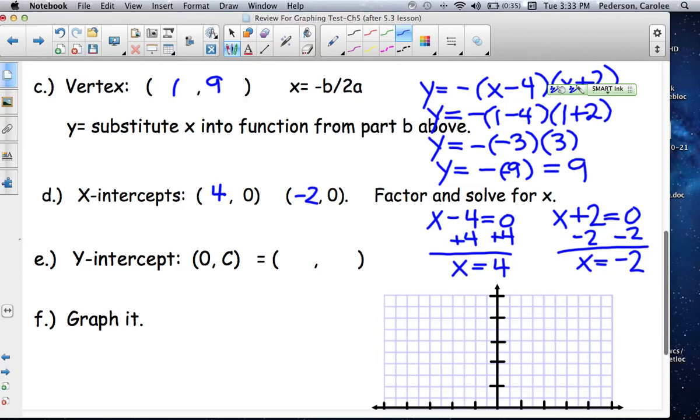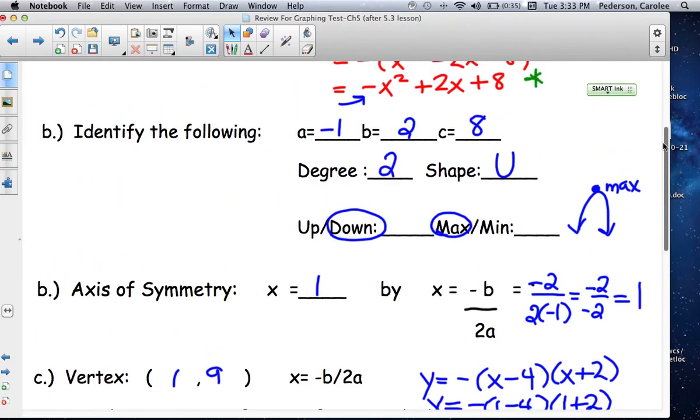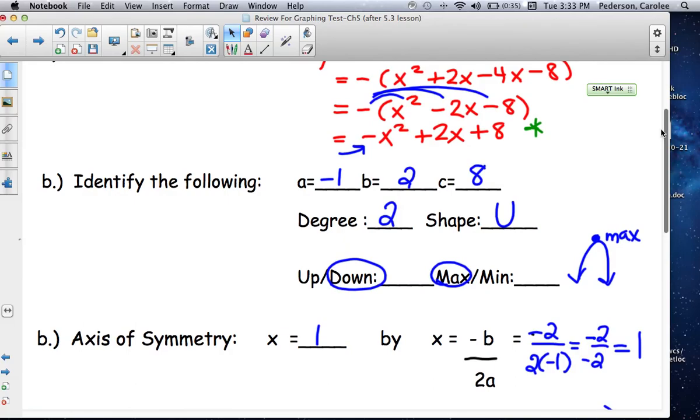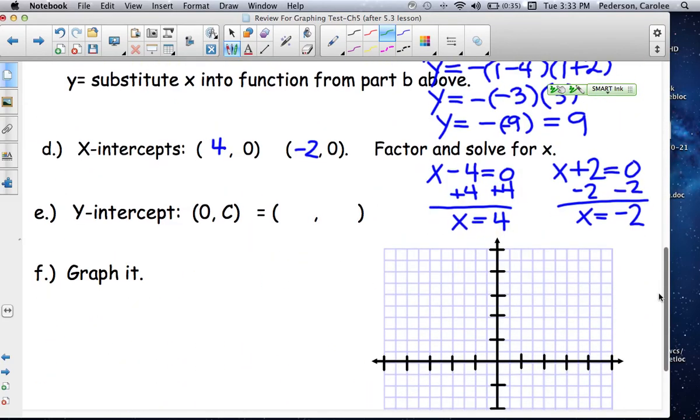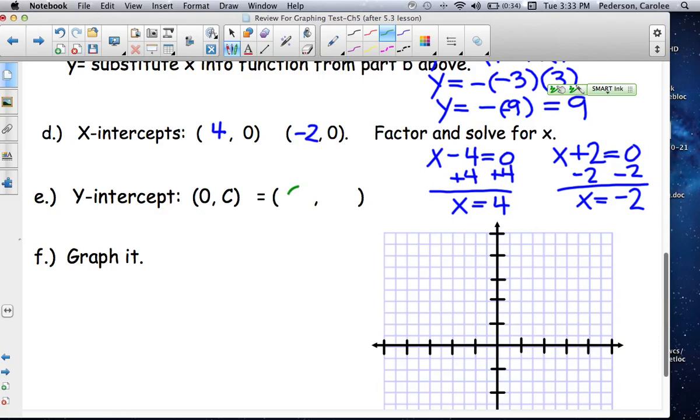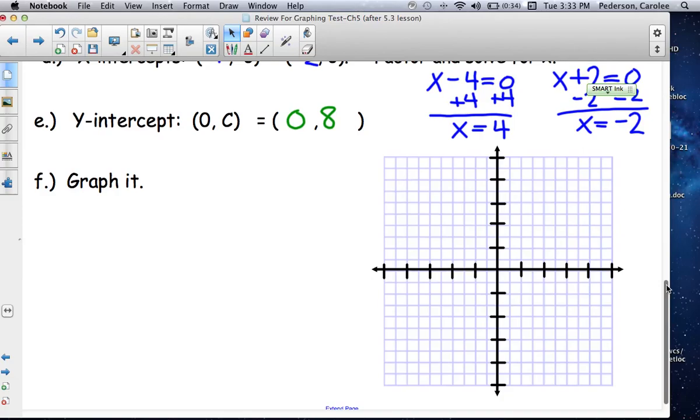All right, the next step is to find the y-intercept. The y-intercept is the c in standard form. So if we go up, the c we identified as 8. So then our ordered pair is (0, 8). Now we're set to graph it. So let's just work backwards and we'll graph each of the pieces. So go ahead and draw up an XY plane.